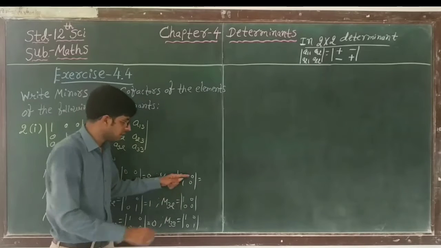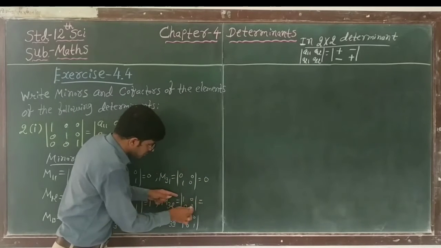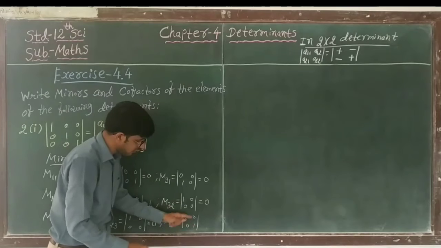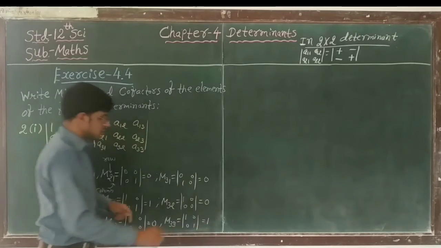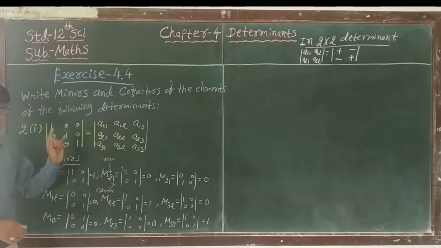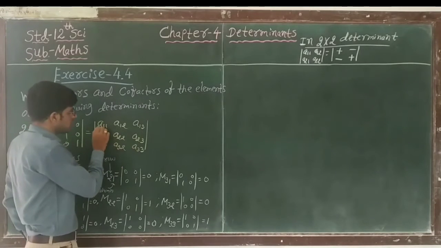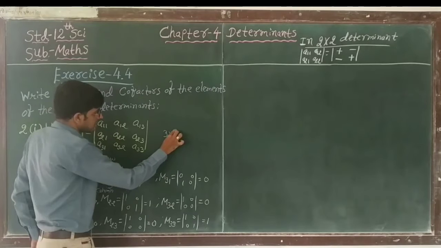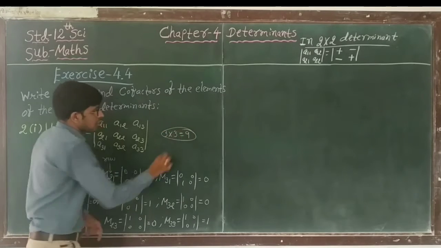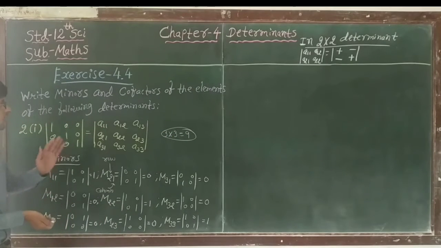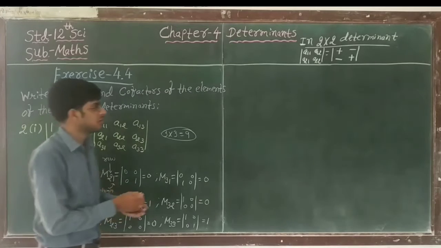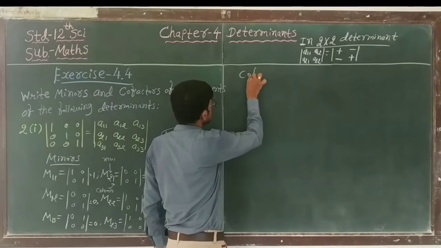So 0 0 is 0 minus 0, which is 0. 1 0 is 0 minus 0, which is 0. 1 1 is 1 minus 0, which is 1. So this gives the minors of all elements. There are 3 by 3, that is 9 elements. So we have found the minors. Now we have to find the cofactors of the same elements. Second, cofactors.